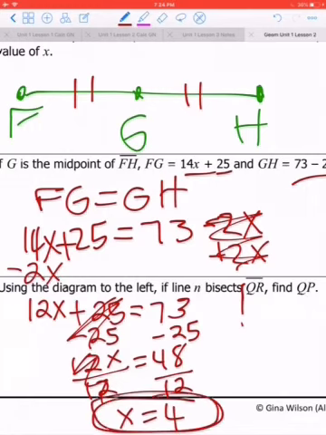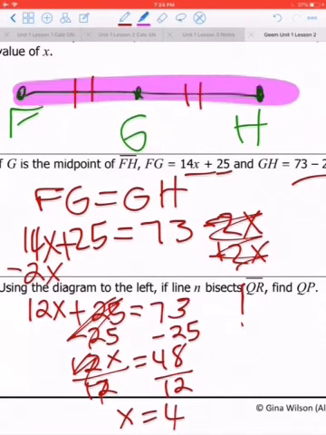I don't mind if you use your calculator. Matter of fact, I prefer it if you really don't know how to subtract in your head. Okay, so x equals 4, and I should not have circled that because that was not our question. Our question was to find FH, which is actually this entire segment.